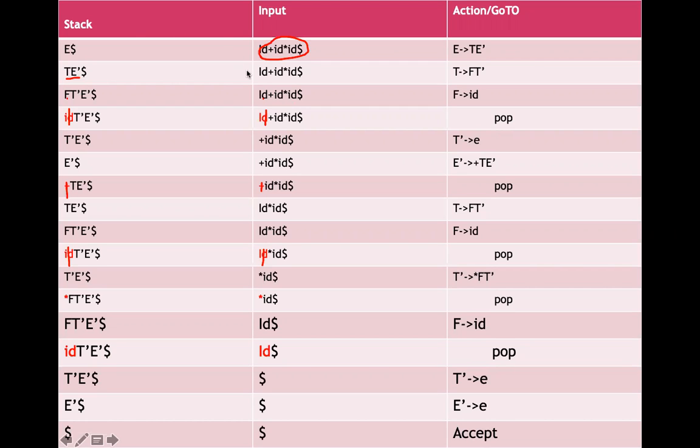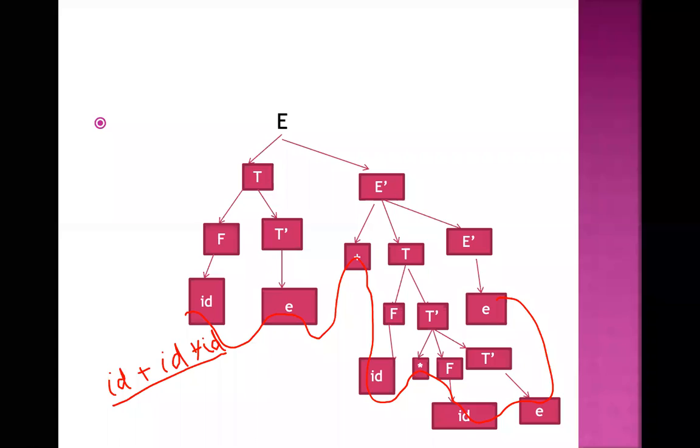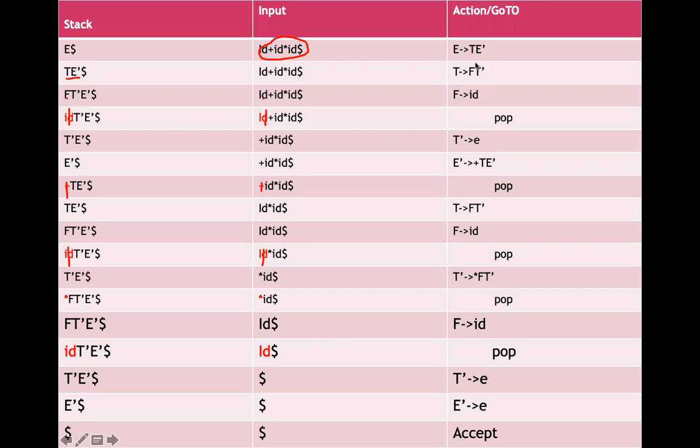So T, and the input is ID. What action do we need to do? We go to the table, T and ID. So what is the production? T tends to F T dash. So T tends to F T dash, we have taken here. What is the action we need to do? Just replace this symbol with the production of T.